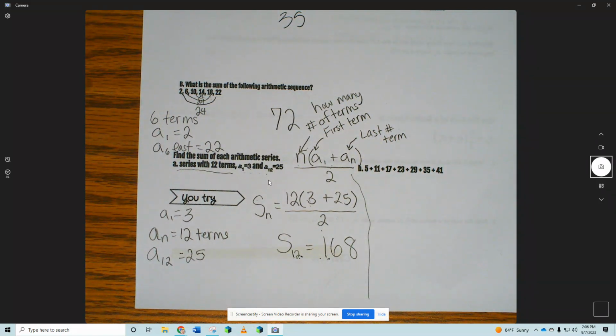You can do B two ways. You can add it up straight in your calculator, 5 plus 11 plus 17 plus so on, or you can use the formula. It doesn't matter to me which method you choose right now. Go ahead and find the sum of that list of numbers.